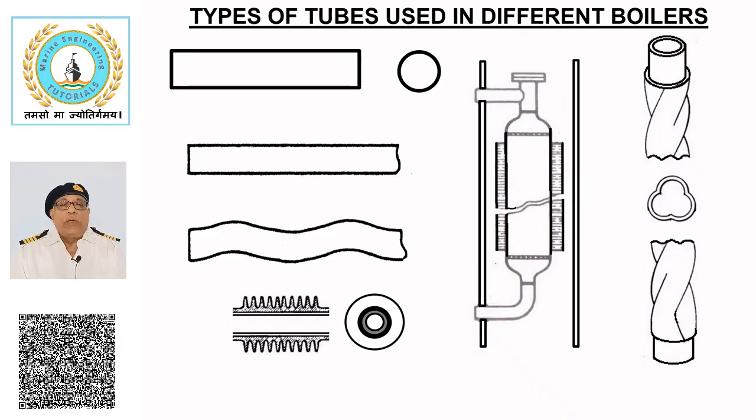Types of tubes used in different boilers. This sketch shows 5 types of tubes used in different boilers which are described here. Plain circular tube. Plain circular tubes are used in most boilers. Tank type boilers typically use straight tubes. Large boiler tubes are bent at their ends for fixing them in boiler drum. Plain tubes may also be coiled, as seen in Lamont exhaust gas boiler.